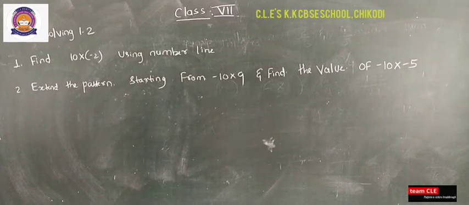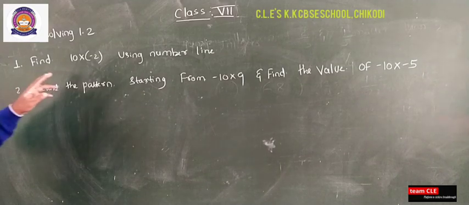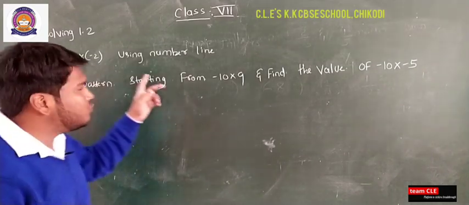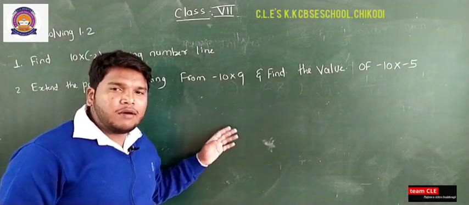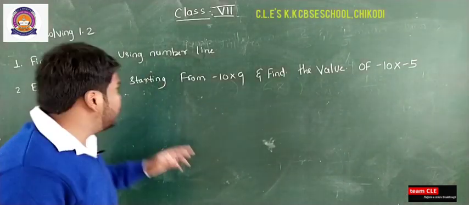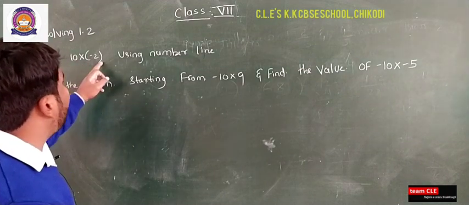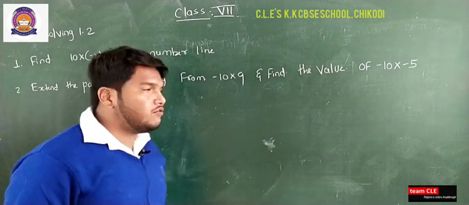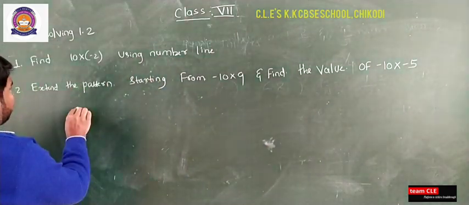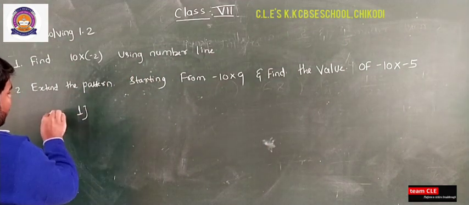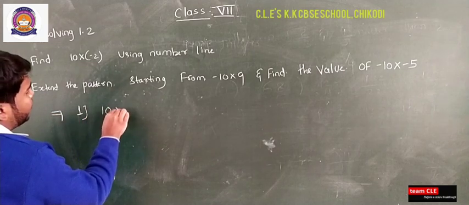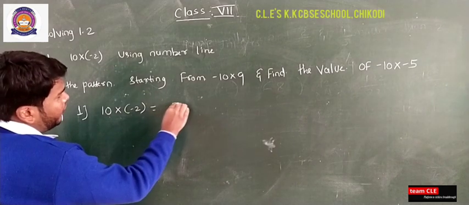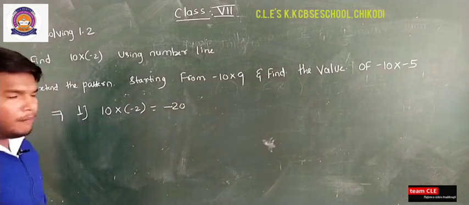So dear students, now I am going to solve exercise number 1.2. In exercise number 1.2, I am going to solve 2 questions, and the remaining examples I am going to solve in the next video. So see here: find 10 into minus 2 using the number line. The first question says, find 10 into minus 2 on the number line. First I'll write 10 into minus 2. You know that 10 2s are 20, and plus into minus is minus 20.